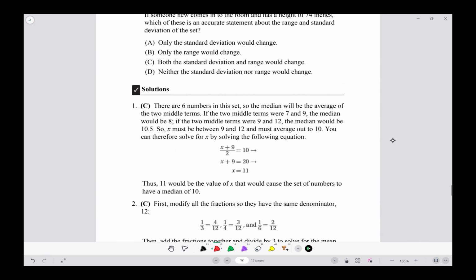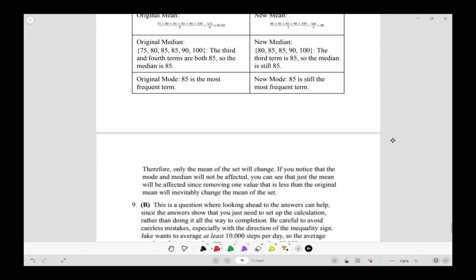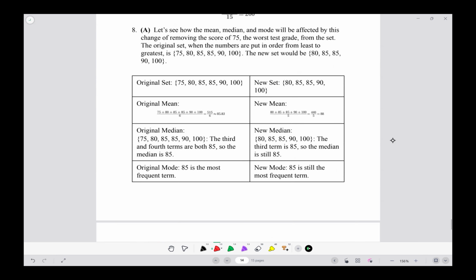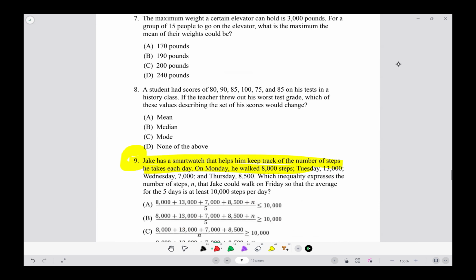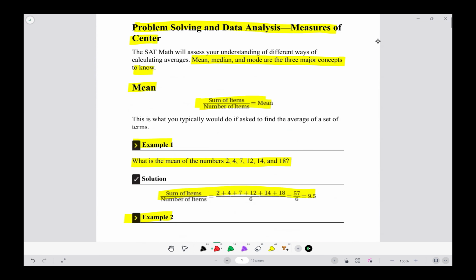Please at least try it at home. We have all the solutions given here. Practice problem number 9 and problem number 8 are amazing problems. And this is how our chapter on measures of center and statistics is ending. We're going to look at some other problems in the upcoming videos.